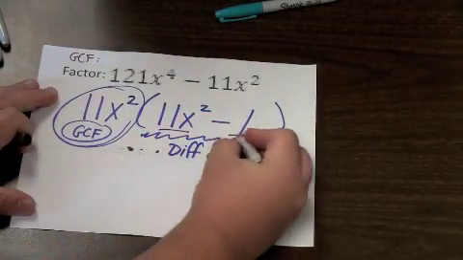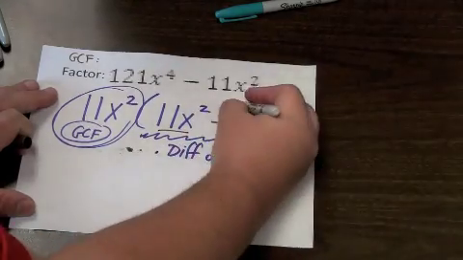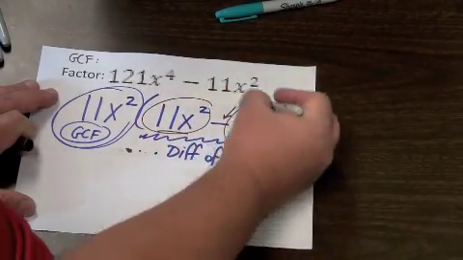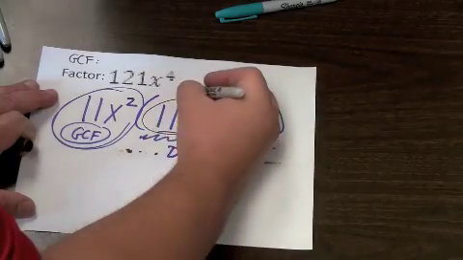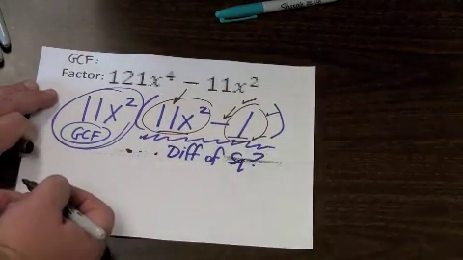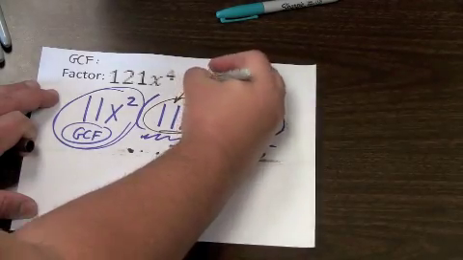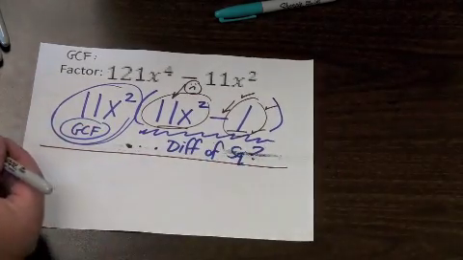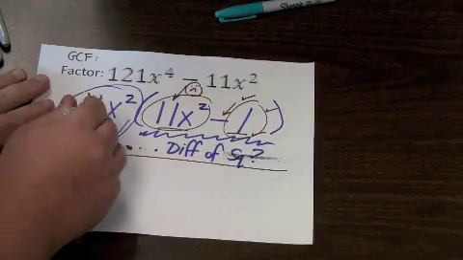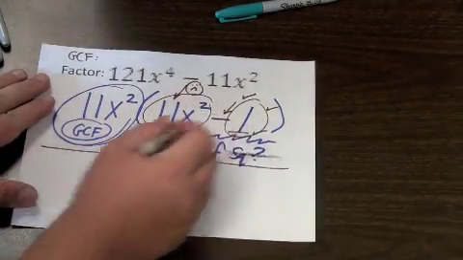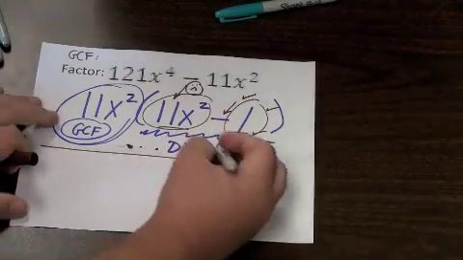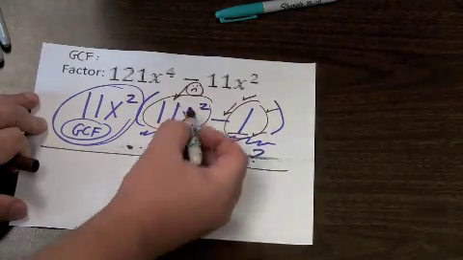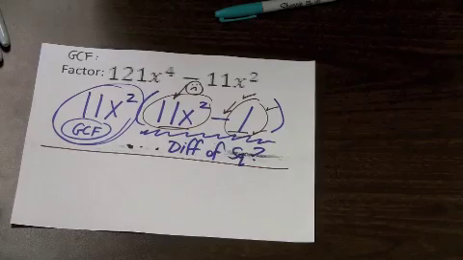Do we have a binomial? We do. Do we have a difference? We do. Do we have two perfect squares? Well, 1 is a perfect square, but be careful. 11 is not a perfect square. So that's the part that we cannot deal with. So we have a final product of 11x squared times 11x squared minus 1. This cannot be factored with difference of squares. We pulled out a GCF. It almost looks like a difference of squares, but because we have an 11 here, 11 is not a perfect square.